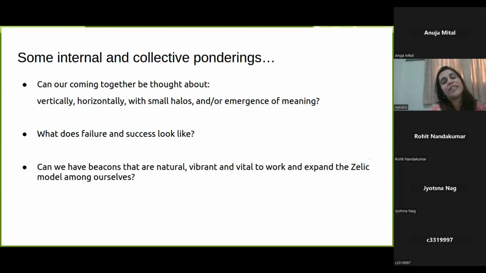Are there small halo projects? Are there lots of very small but cool things that we can do that give you a halo or make you feel good? Or some people feel like, hey, that's a cool project that we could do in our sites, even though they might not have large scale changes. And is there also an emergence of meaning that can come together, for instance, on what are collaborations versus partnerships, right? So can our coming together be thought about in these ways?